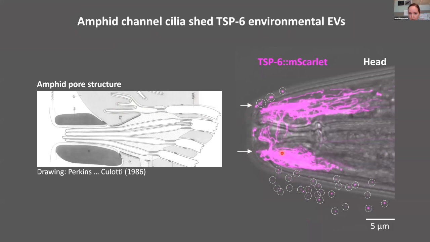And from those ciliary pores, you can see a lot of tetraspanin 6 EVs coming into the environment, which validates our proteomics data set and our mining approach to determine which cells produce which cargo.